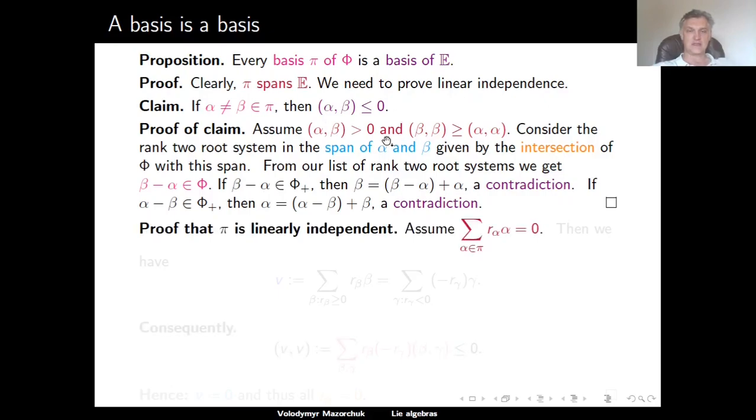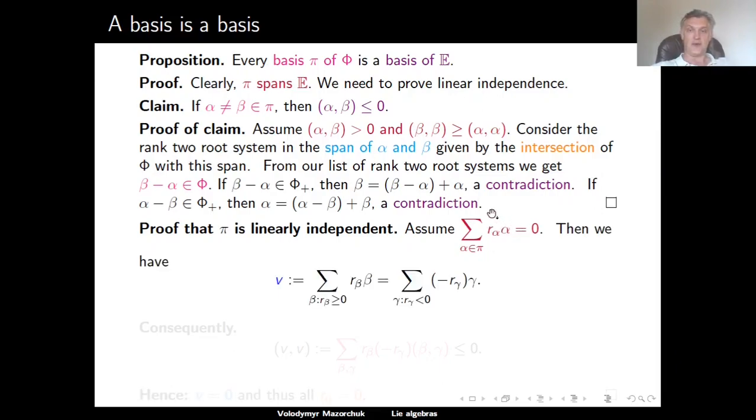Okay, now let us continue with the proof of linear independence. Assume that elements in pi are linearly dependent and write a non-trivial linear combination which is equal to 0. This is a sum over all alpha in pi, alpha with a coefficient r alpha. So some of the coefficients r alpha can be 0, some coefficients will be positive, and some coefficients will be negative. Note that as soon as we have some positive coefficient, we also must have some negative coefficients. Otherwise, the scalar product of this with omega would be strictly positive.